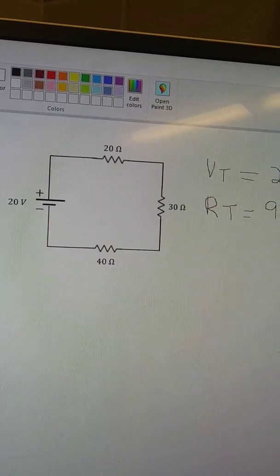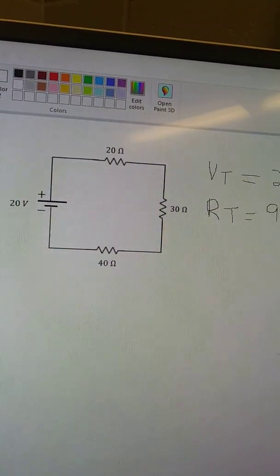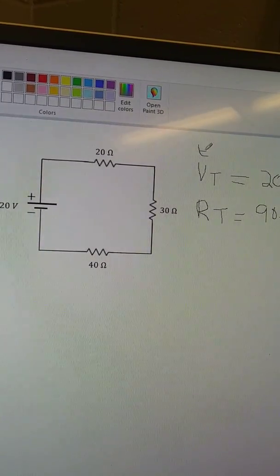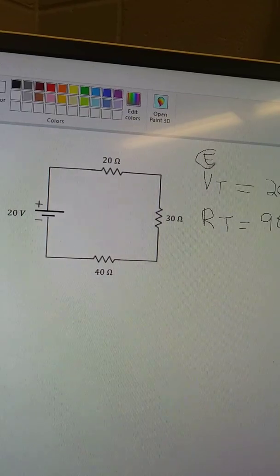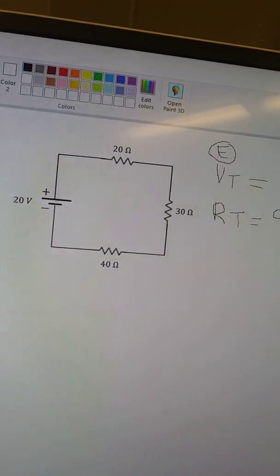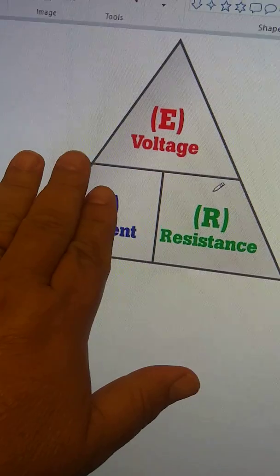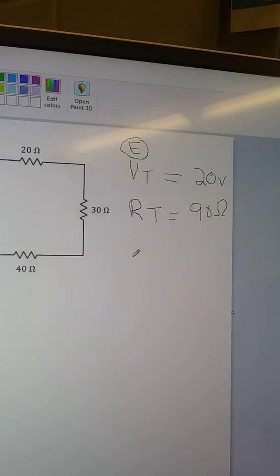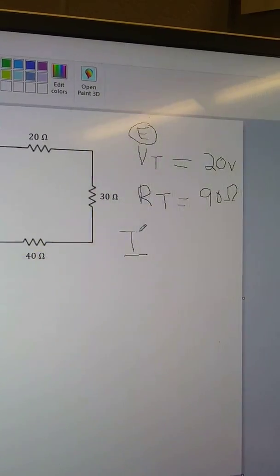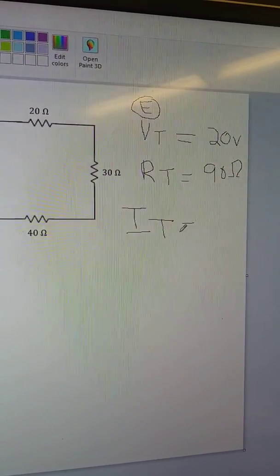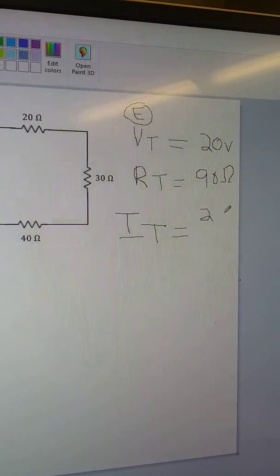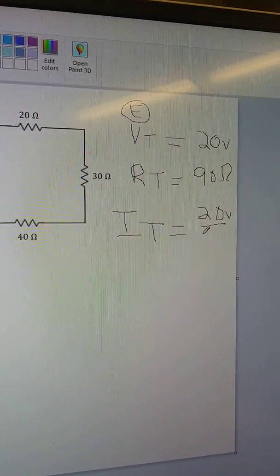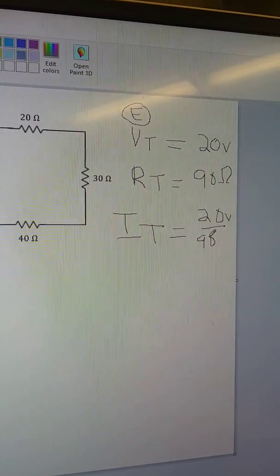So now I need to solve for current. I've got my V total, which is the same as E, and I'll write E above that. Again, those two are interchangeable. It really doesn't matter if we use E or V. So now I'm wanting I. So I is found by E over R. So I've got to take this 20 volts, so I total equals 20 volts over 90 ohms. Now, I can't do that math in my head.